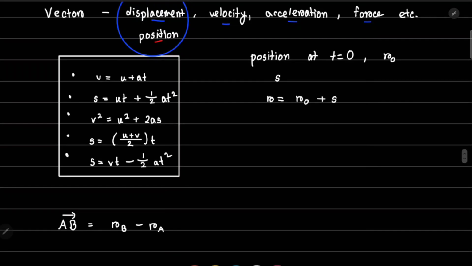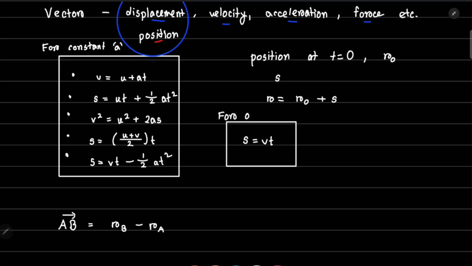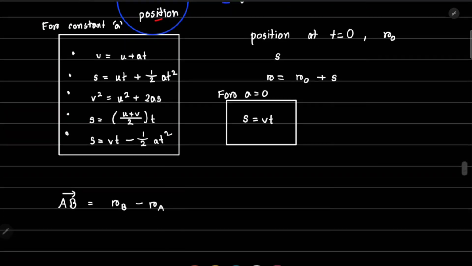Now the Suvat equations are for when there's a constant acceleration. If the acceleration, however, is 0, we can use the formula s equals vt. So when acceleration equals 0, we can use the formula s equals vt. So if I know the displacement, I can find the velocity if I know the time as well. So if I know the displacement and the time, I can find the velocity vector as well.